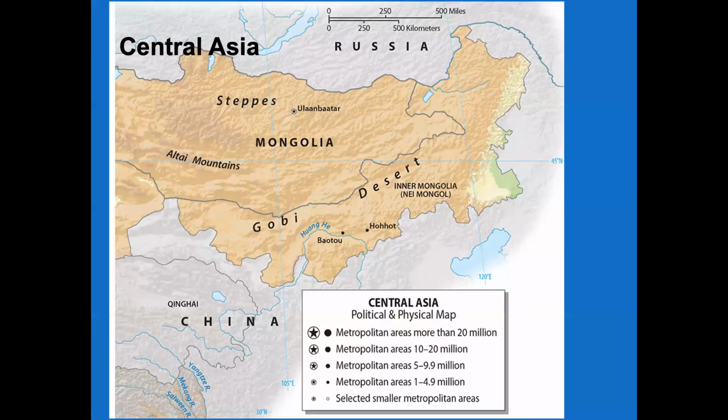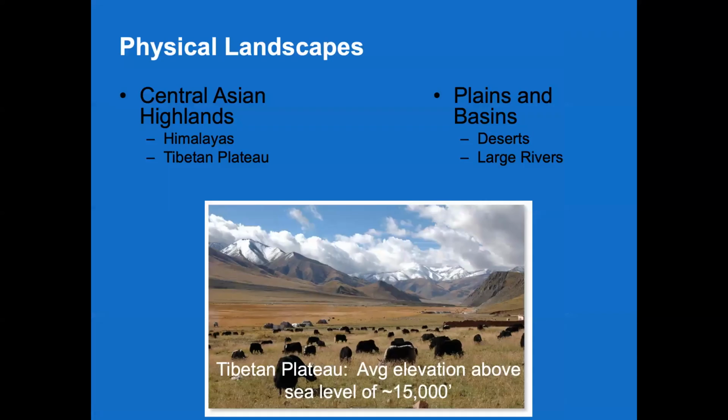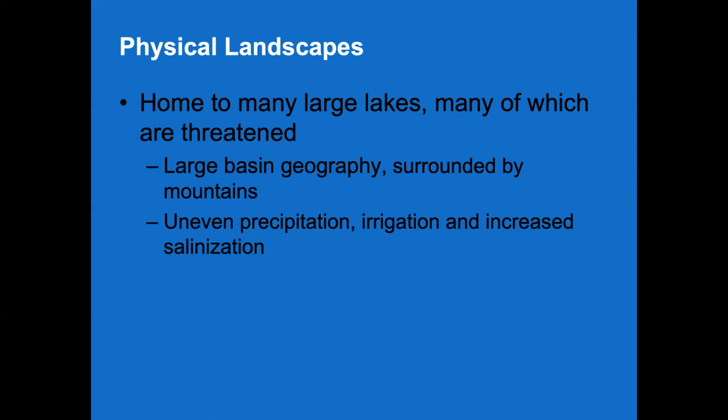This is, of course, Central Asia on the other side, much drier and mountainous. Again, there's the Tibetan Plateau, which has an average elevation of 15,000 feet. That's higher than the highest point in the lower United States. So the average elevation of the Tibetan Plateau is higher than any point in the US, not including Alaska. That's remarkable, how high up that is.